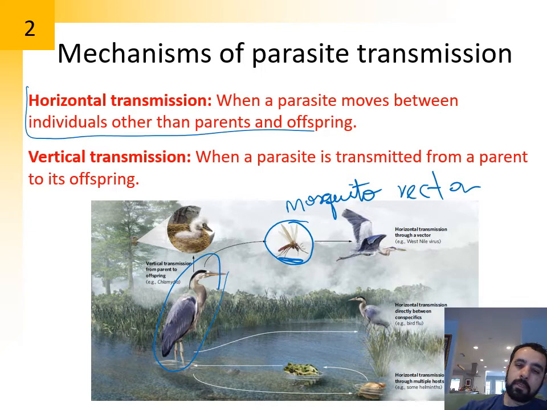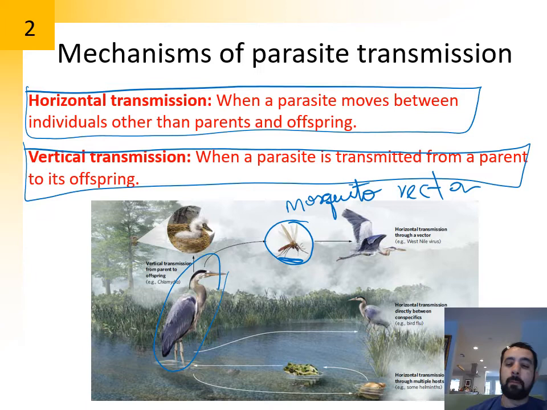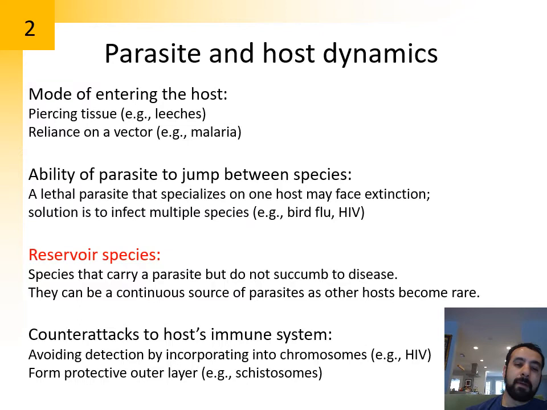We can also have vertical transmission. And vertical transmission is when a parasite is transmitted from the parent to its offspring. So far for COVID-19, that has not been reported, right? But it can happen. HIV can be transferred from mom to baby. So parasite and host dynamics are also affected by the modes of entering the host. Certain ways are better ones.